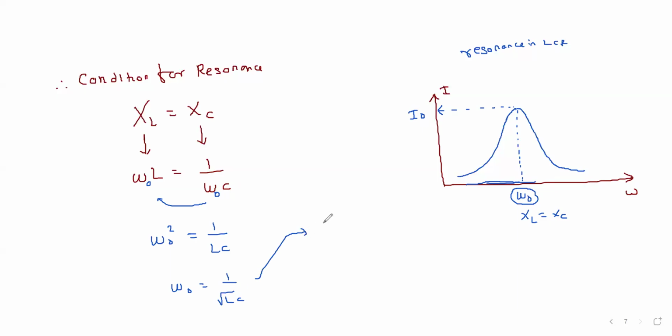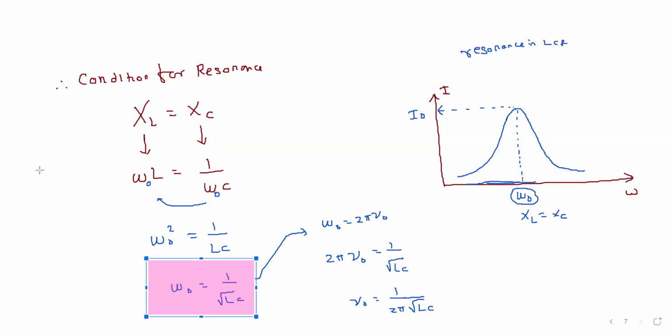But we can continue. Omega naught is equal to 2 pi nu. What formula இருக்கு? That is equal to 2 pi nu naught. Therefore, 2 pi nu naught is equal to 1 by root LC. And nu naught is equal to 1 by 2 pi root LC. So both formulas are right. So you can, in exam, if they ask you find resonant frequency, you can find both omega naught as well as nu naught. And only at omega naught XL equal to XC. Only at that point current is maximum. Clear?